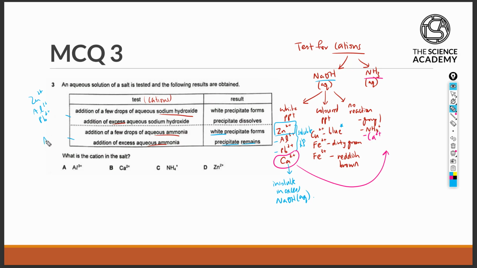So this shows that it can either be aluminium or lead ions. Therefore, zinc cannot be the correct answer in this case. So out of all the options given, we should be looking for either aluminium or lead 2 ions. Therefore, A is the correct answer.